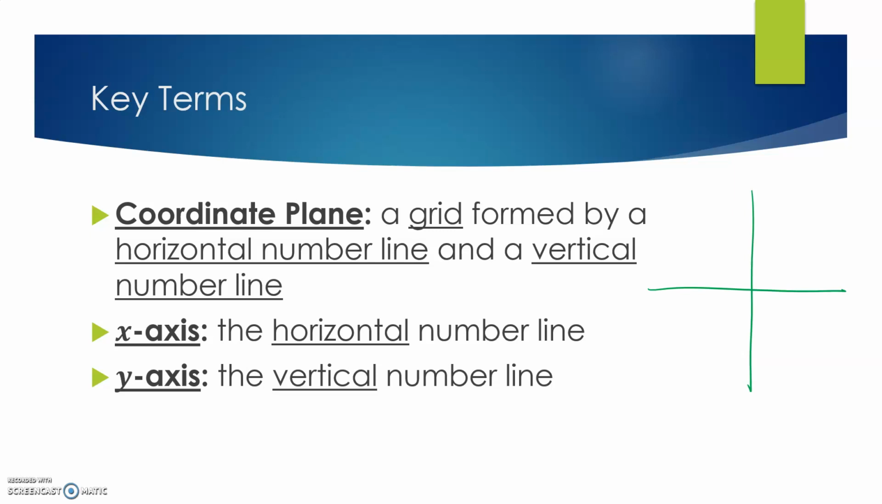So the x-axis is the horizontal number line. So this one is our x-axis. And then our y-axis is the vertical number line. That is really, really important. If you take nothing else away, remember that horizontal means x, vertical means y.